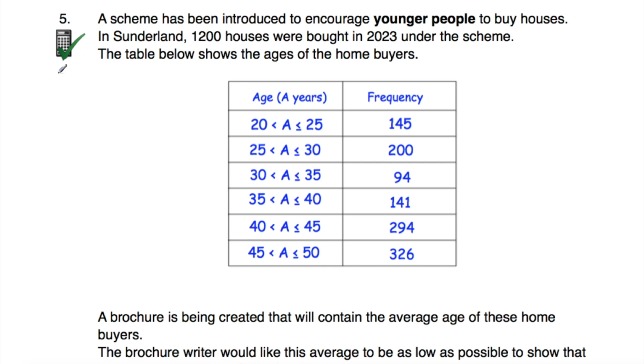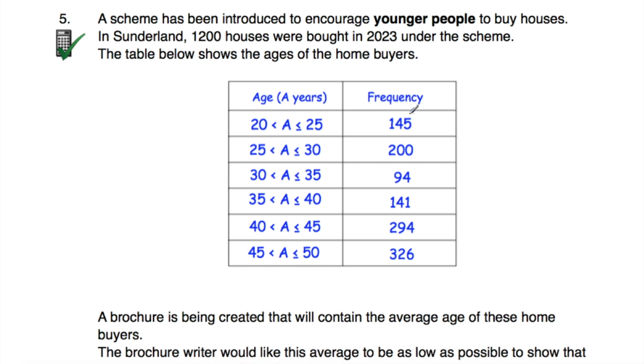Okay, let's look at our last question, question number 5. It's quite a detailed question. We've got a scheme that has been introduced to encourage younger people to buy homes, and in Sunderland 1,200 homes were bought in 2023 under the scheme. The table shows the ages of the home buyers. So we've got their ages and these group frequencies.